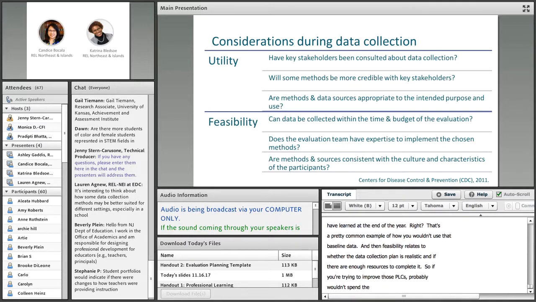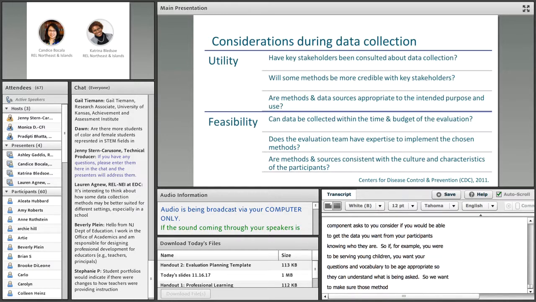Additionally, this component asks you to consider if you will be able to get the data you want from your participants, knowing who they are. So if, for example, you were surveying young children, you would want your questions and your vocabulary to be age appropriate so they can understand what's being asked. So we want to make sure that those methods and sources are consistent with the culture and the characteristics of your participants.